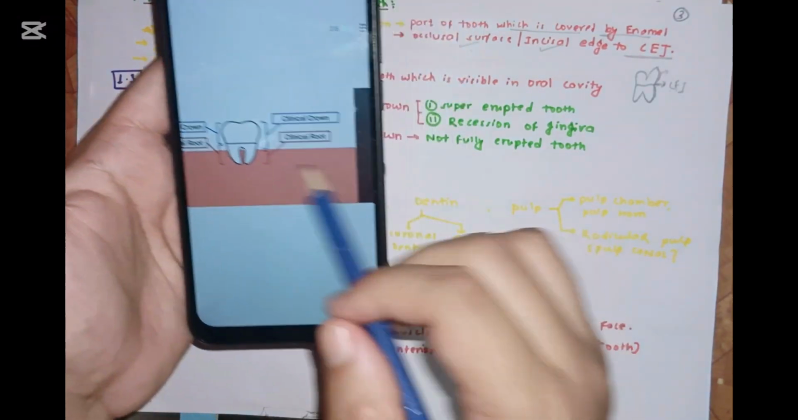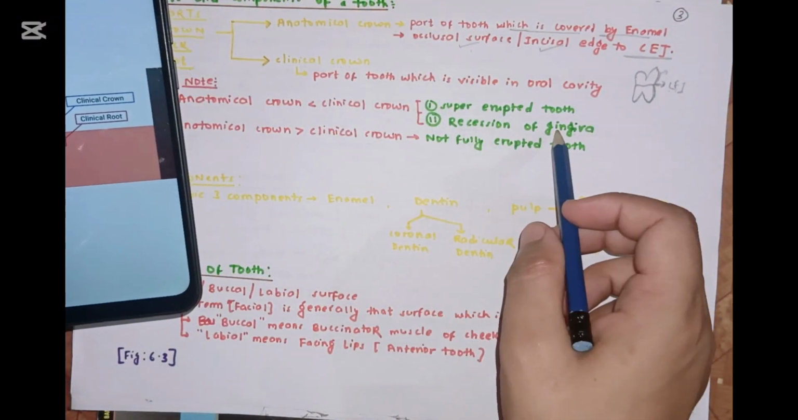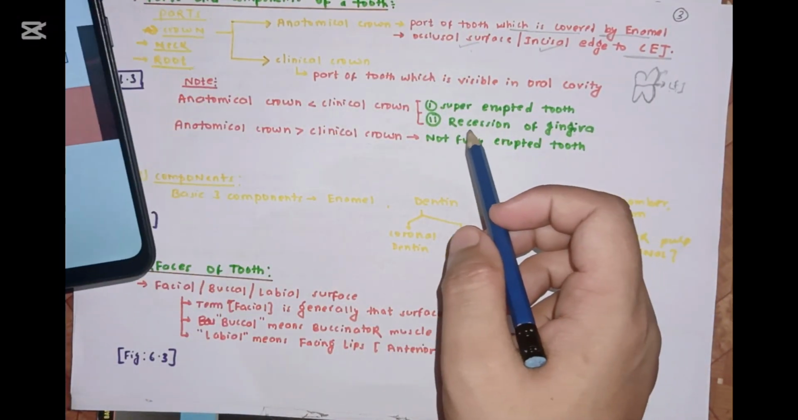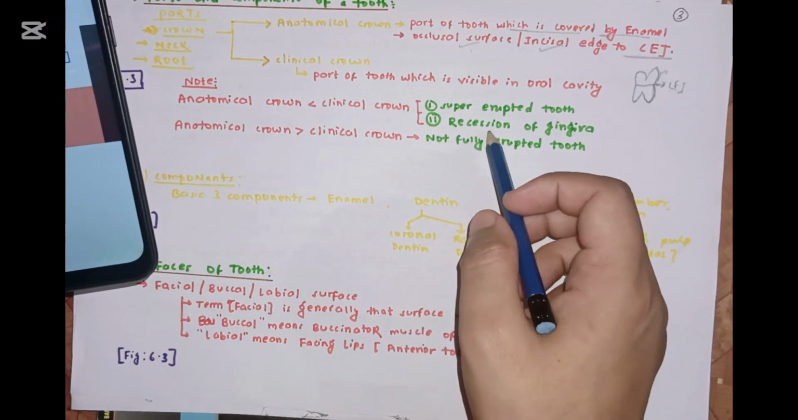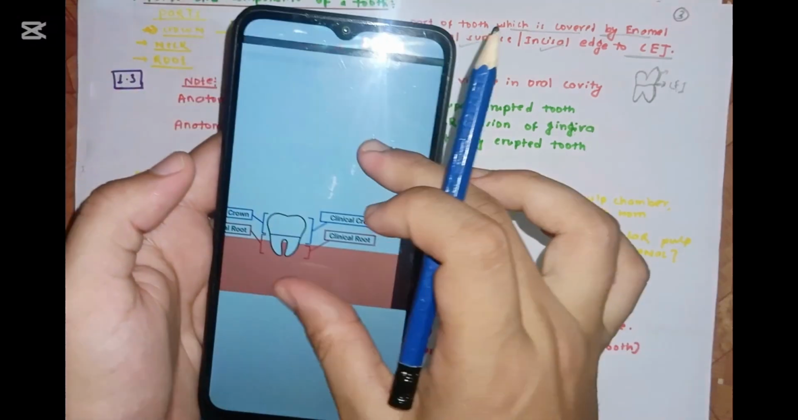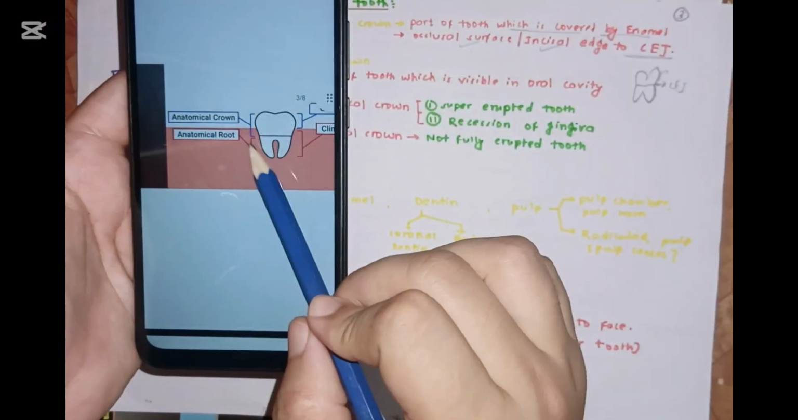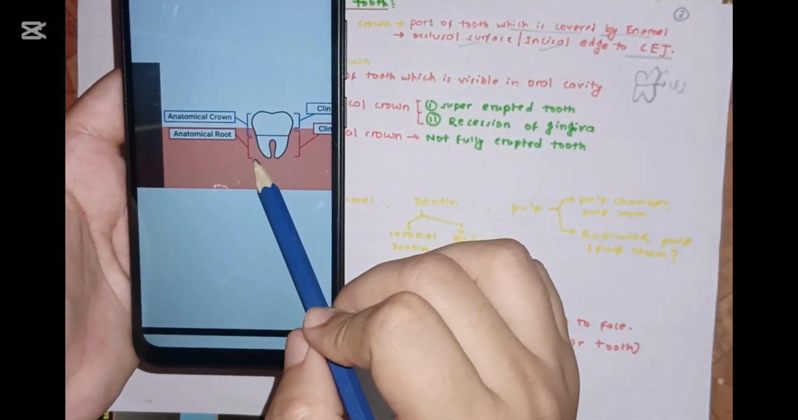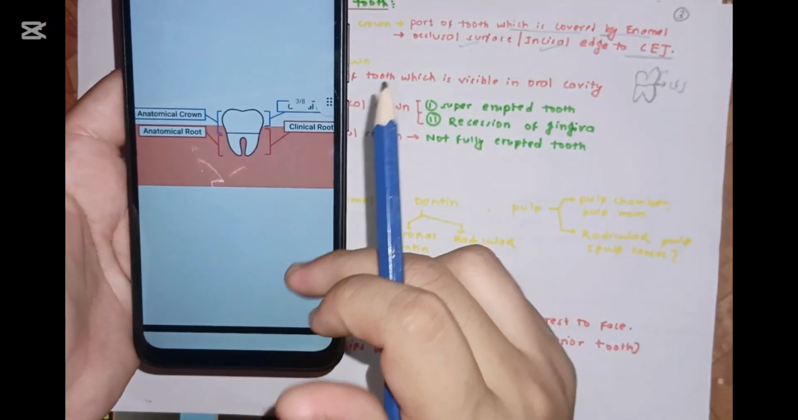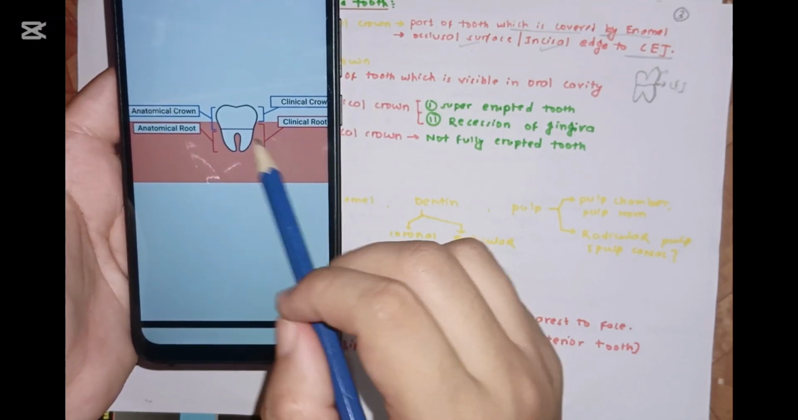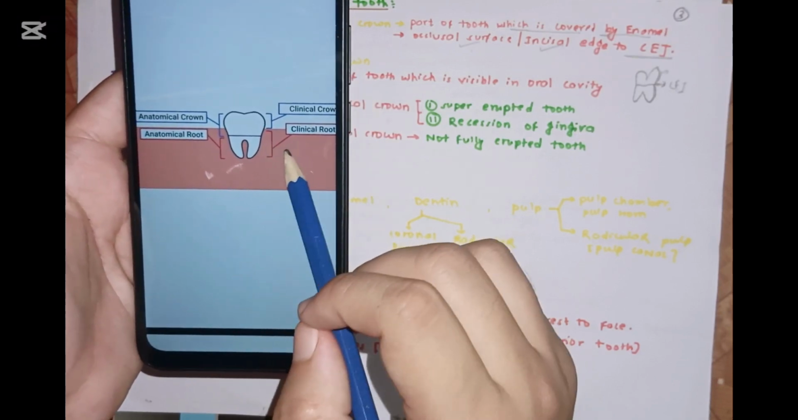And this condition arises when there is recession of the gingiva. If there is recession of the gingiva, there is greater clinical crown. Similarly, in another photo, I want to show you that here is an anatomical crown and here is an anatomical root. In this picture, they wanted to show you that it is a not fully erupted tooth.